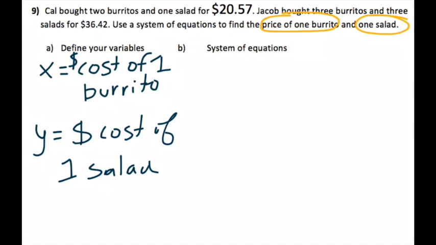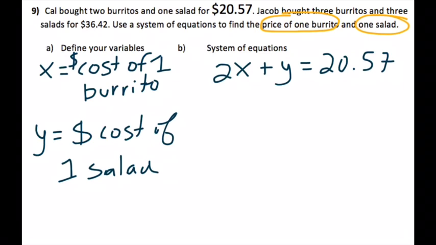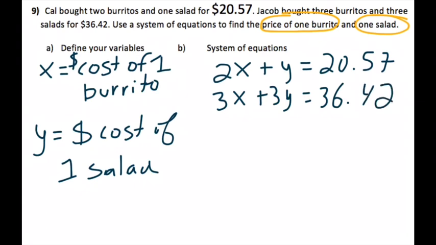Now we want to write our system of equations. So I have 2 burritos and 1 salad, and that equals $20.57. So I have 2x plus y equals $20.57. Now Jacob, he has 3 burritos and 3 salads. That 3 look better there. And that equals $36.42. So there's our system.